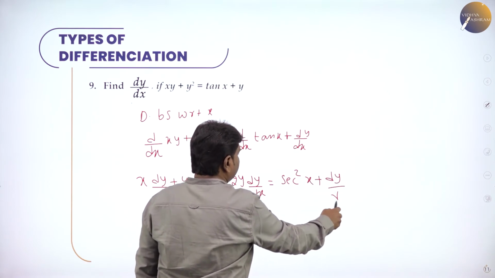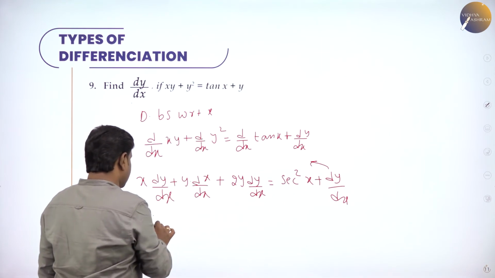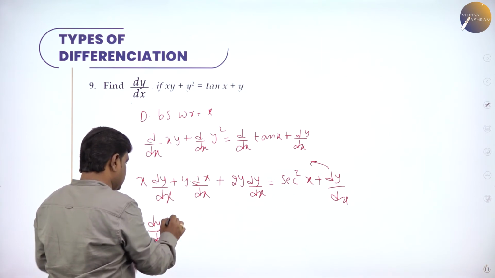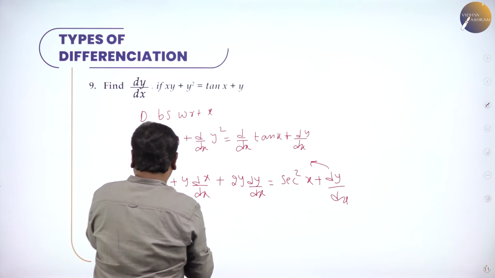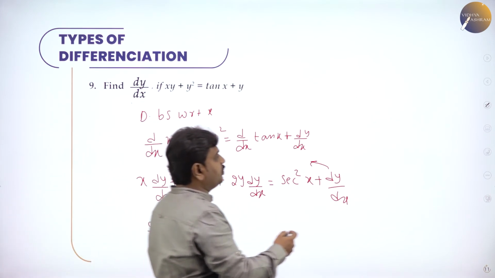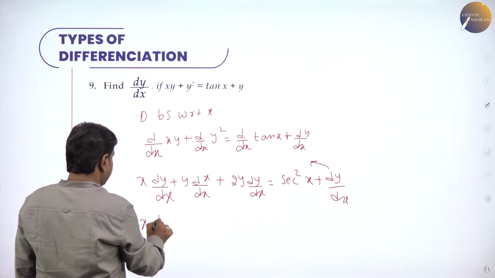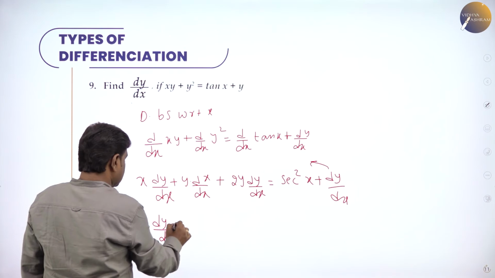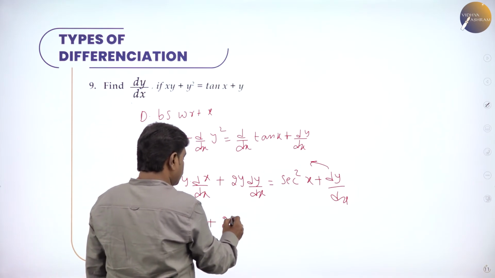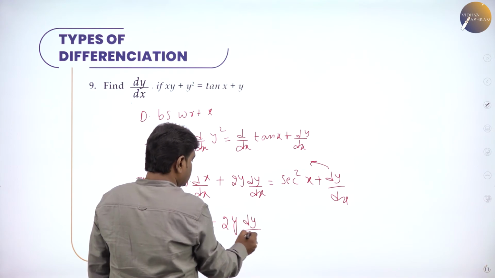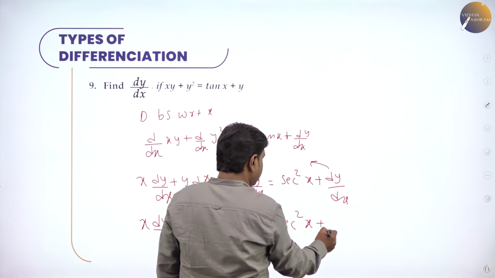Now make dy by dx the subject. Bring all the dy by dx terms to the left-hand side and take dy by dx common. If I take dy by dx common, this will become x plus y; first simplify this, and in the next step you can take it up. So now simplify. x into dy by dx plus y into the derivative of x, which is 1, plus 2y into dy by dx is equal to secant square x plus dy by dx.